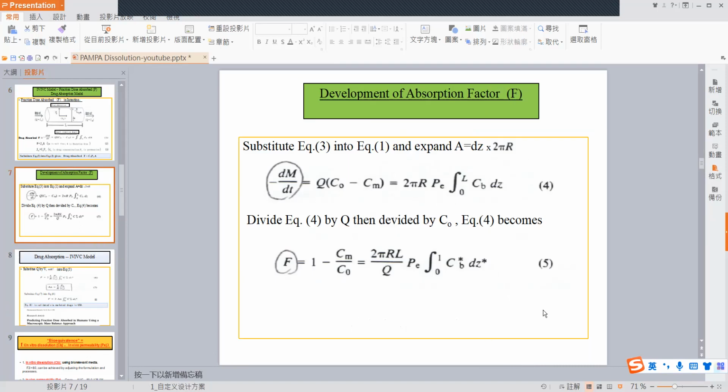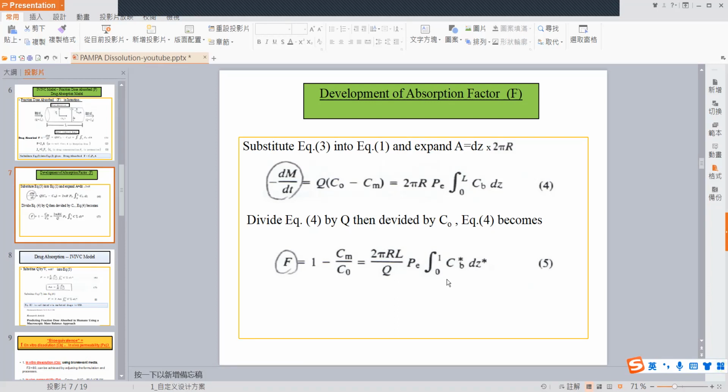Okay, this PPT shows further derivation by substituting equation 3 into equation 1 and expanding the surface area. So you will have equation 4, and after this substitution, we will further divide it by Q and then by C0. Now it becomes equation 5. In equation 5, you can see clearly that the drug absorbed, meaning F, equals such an expression.